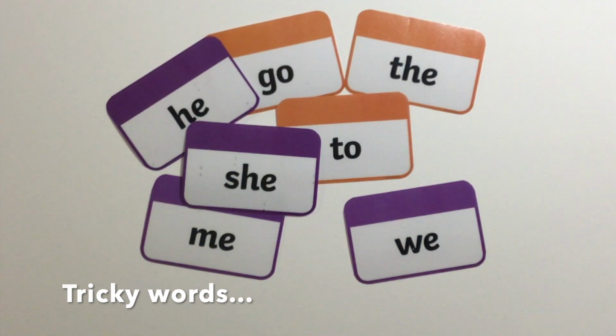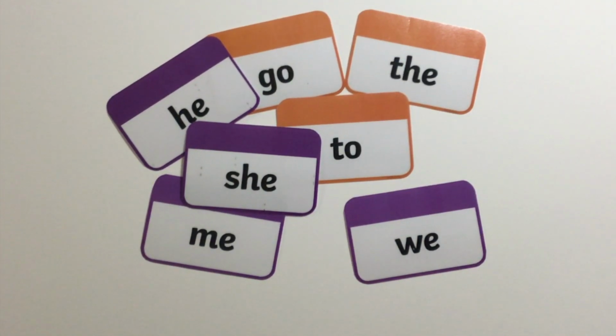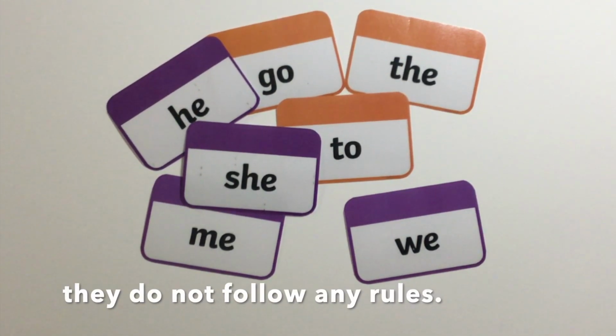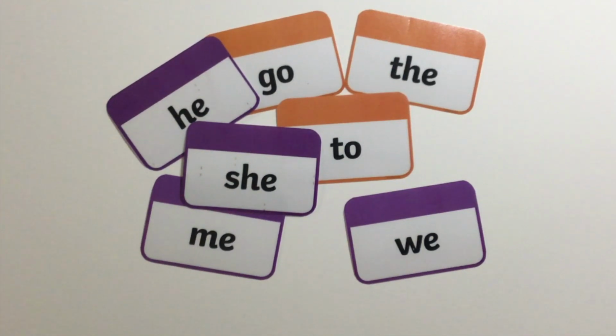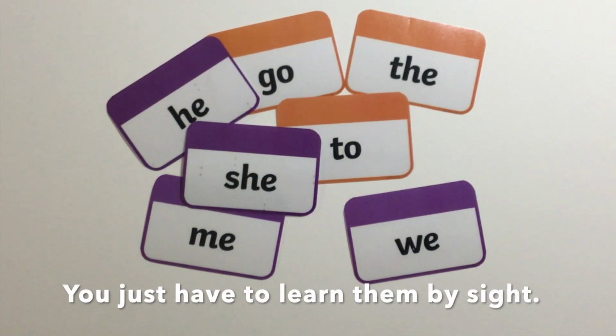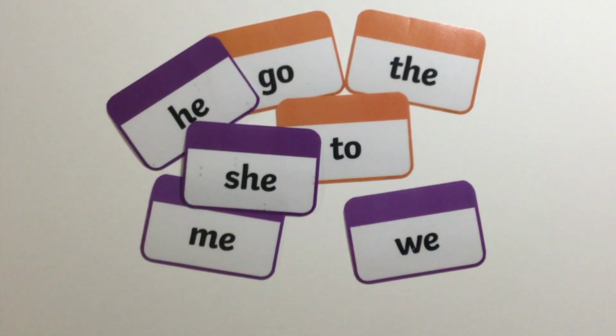These are what we call tricky words. They're the words that crop up time and time again in sentences, the small words between the other words that we can decode. Now they're called tricky because we can't segment and blend them. We can't break them down. They just have to be learnt.